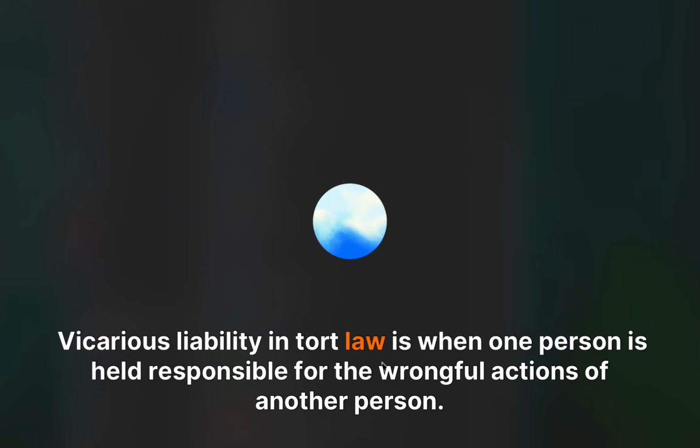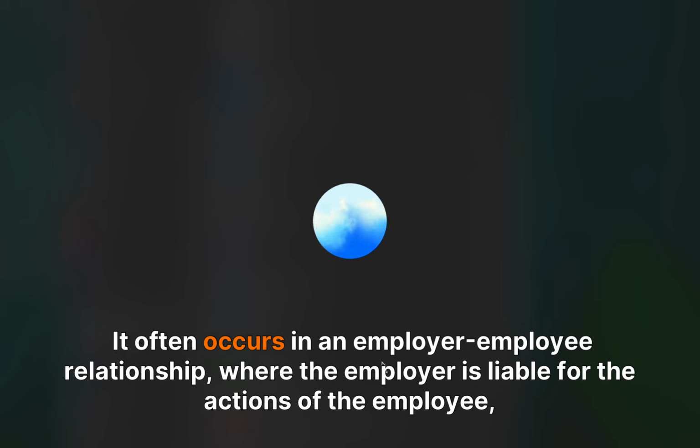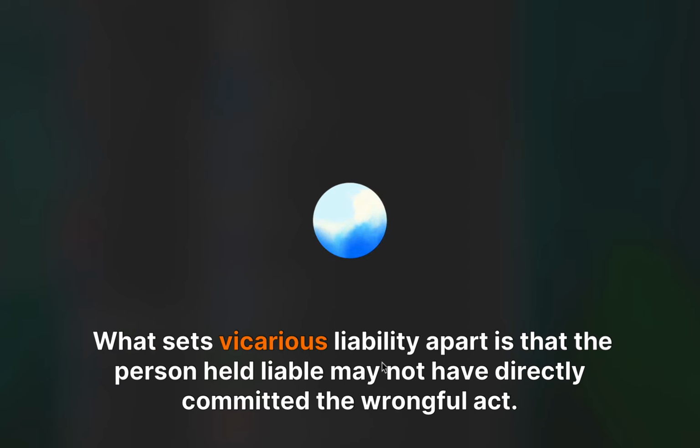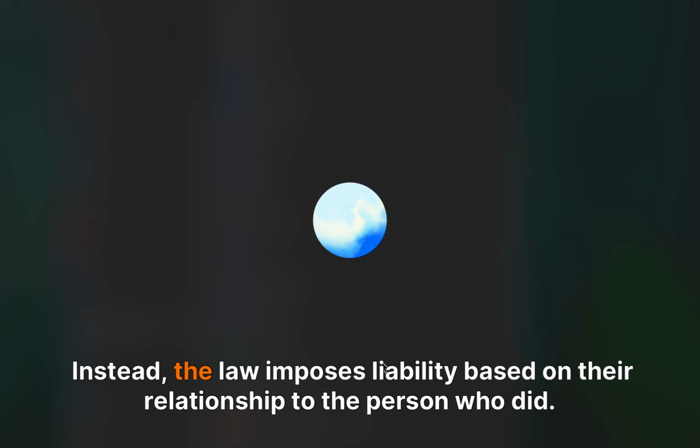Vicarious liability in tort law is when one person is held responsible for the wrongful actions of another person. It often occurs in an employer-employee relationship, where the employer is liable for the actions of the employee if those actions occur within the course of employment. What sets vicarious liability apart is that the person held liable may not have directly committed the wrongful act. Instead, the law imposes liability based on their relationship to the person who did.